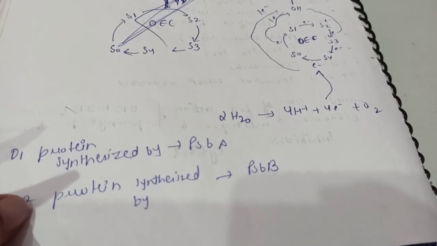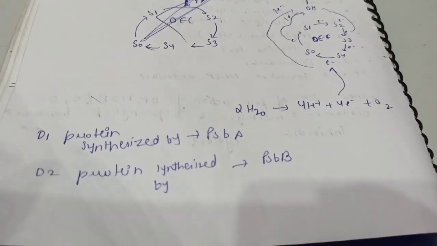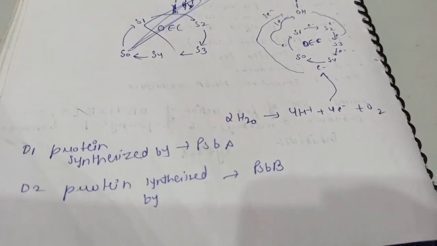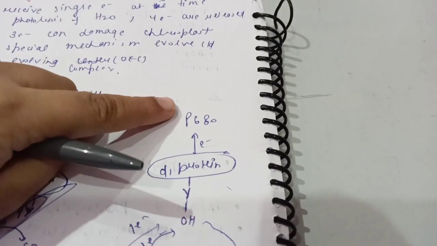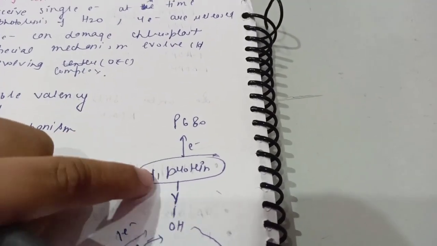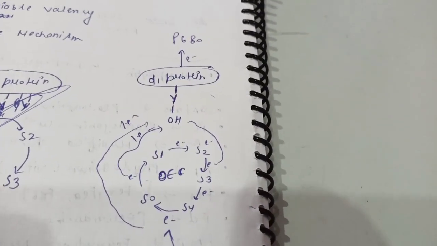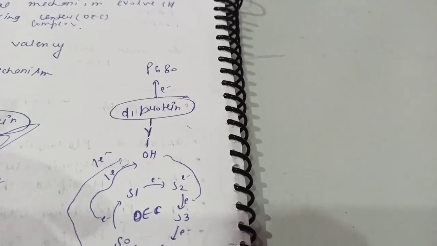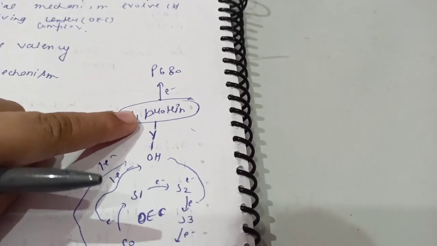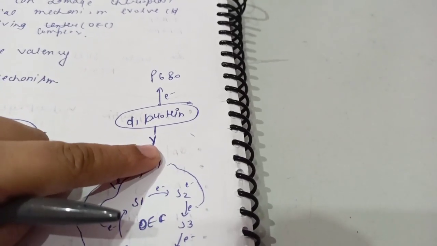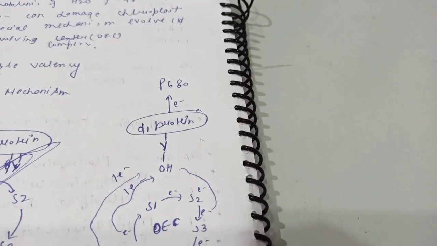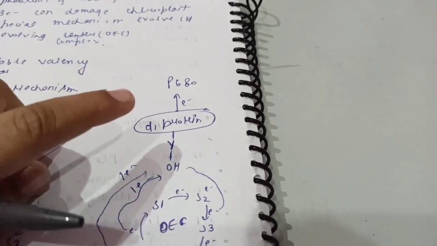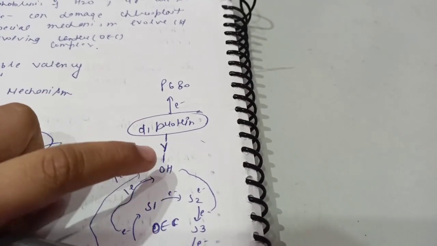D1 protein and D2 protein. PsbA synthesizes the D1 protein and PsbB synthesizes the D2 protein. What are D1 and D2 proteins? You will remember it here. The D1 protein takes electrons from the photolysis of water and gives them to P680. The D1 protein has the tyrosine amino acid. Tyrosine has a hydroxyl group. You will learn it now in the biochemistry part. So the tyrosine hydroxyl group gets electrons from these states.